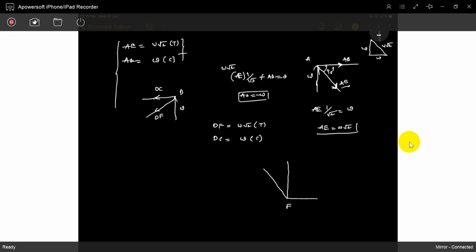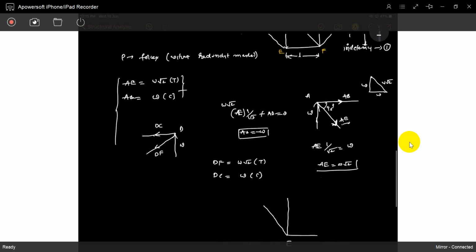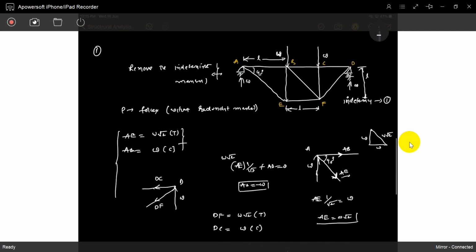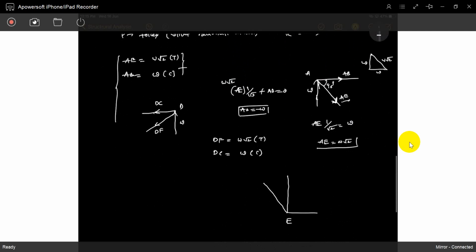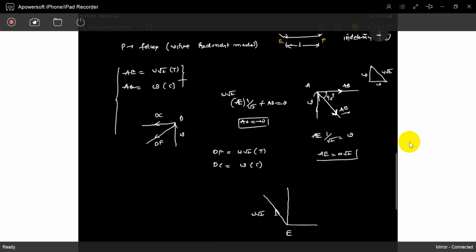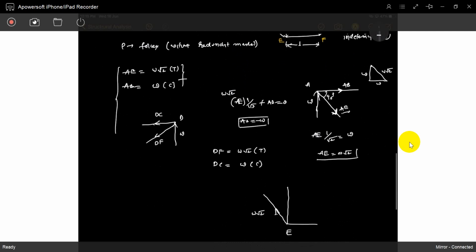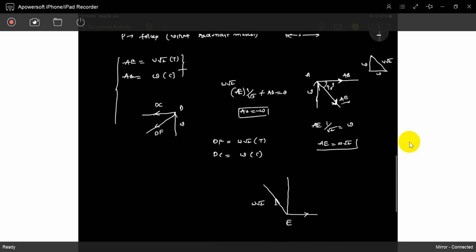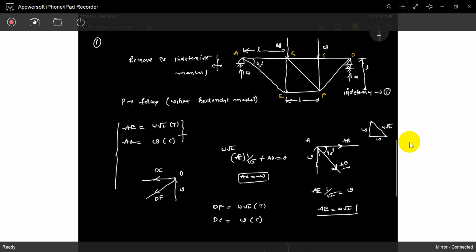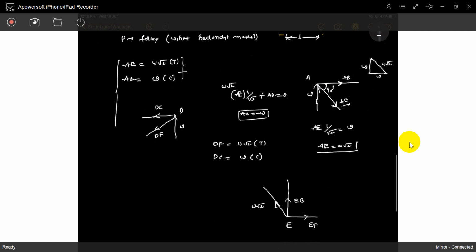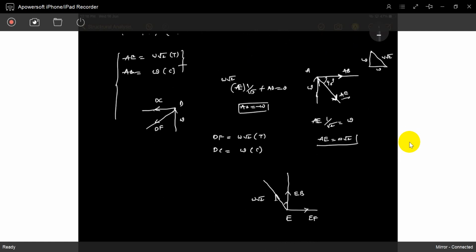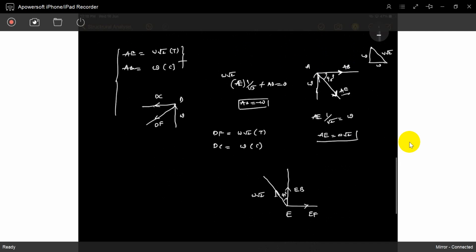So at E, what is EA? EA is W root 2 tension. So already this is W root 2. I will take some direction. This is EF, that is EB, this is also 45.